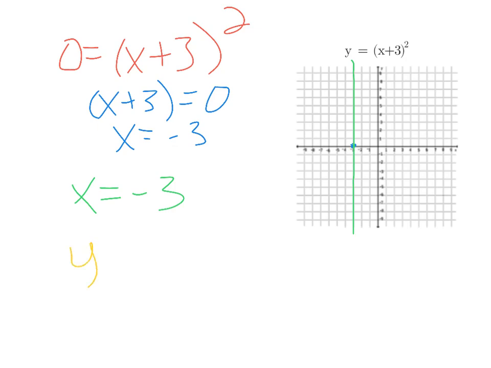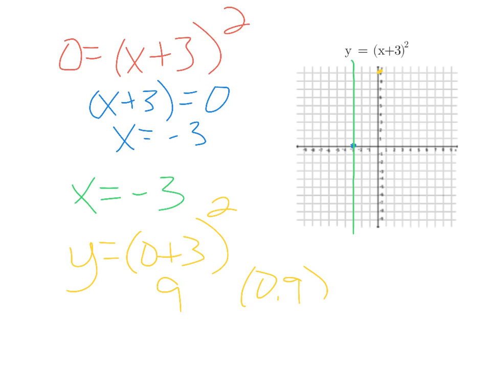So let's plug in 0 for x to find the y-intercept. So I have y equals 0 plus 3 squared. 0 plus 3 is 3, and 3 squared is 9. So that means that I have the point (0, 9).